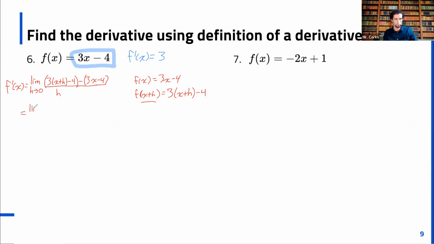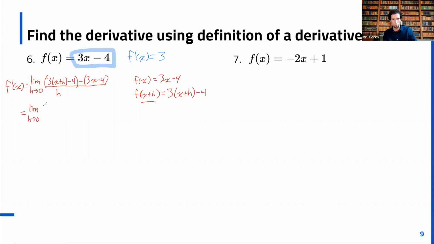Okay, so next step, simplifying. Let's open up our brackets on the top here. Let's not eliminate anything yet. Let's just open up all the brackets. What would we have on the top? Only 3h. Sorry, the connection was bad. Could you say that again?